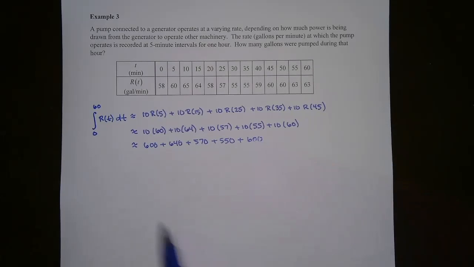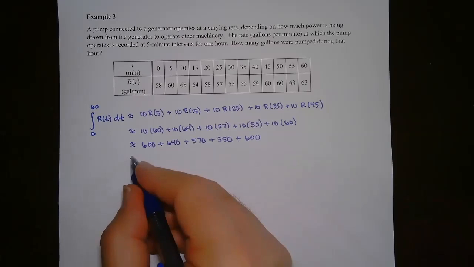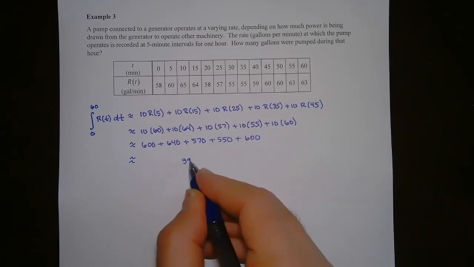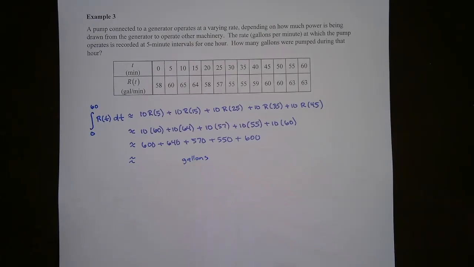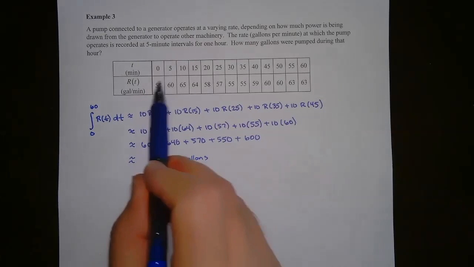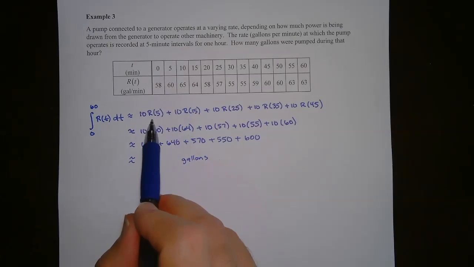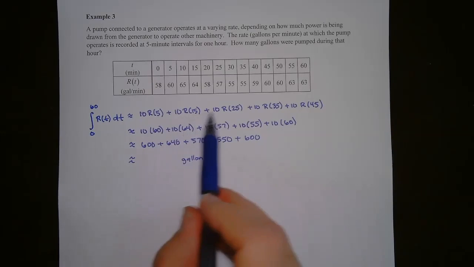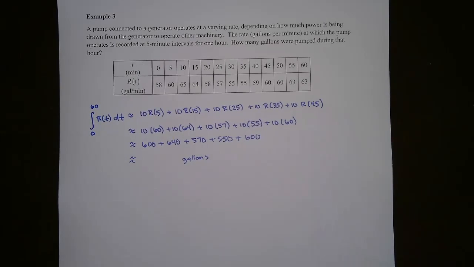Okay, so I'm not going to add them up. We know this gives us a number, and it would be in gallons, right? Why is it gallons? The 10 is minutes, that's 10 minutes that went by, and R of 5 is the gallons per minute. So minutes times gallons per minute would give us gallons. So each of these is gallons when you multiply it.